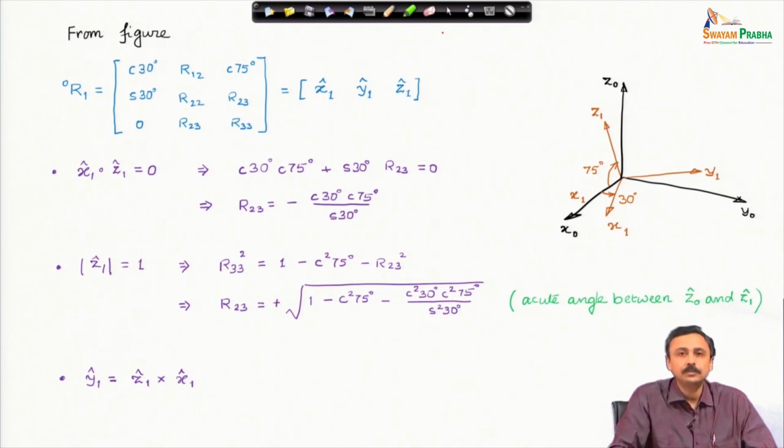I know that this matrix represents a right handed coordinate system transformation. Therefore, the middle column must be a cross product of the third column and the first column, and then I complete the rotation matrix. So, this is a straightforward calculation and I will leave it to you.